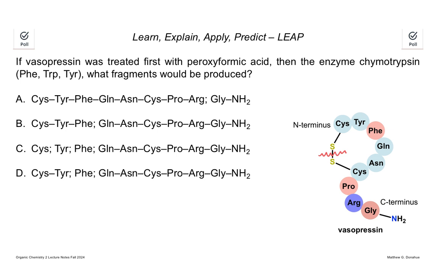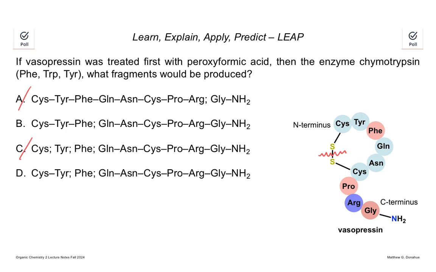And then chymotrypsin, so that senses the aromatic containing amino acids, what fragments would be produced. So really what you're looking for is the phe, trp, or tyr as a new C residue. So right away we can eliminate A. That was the prior answer. So I think we can eliminate C as well, right? Because that's just having cysteine.